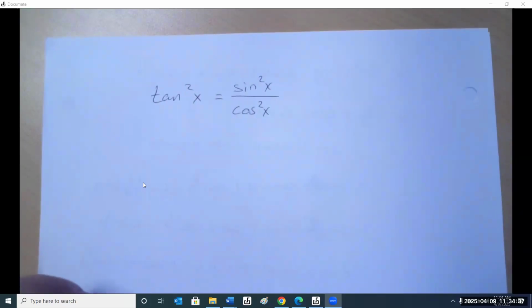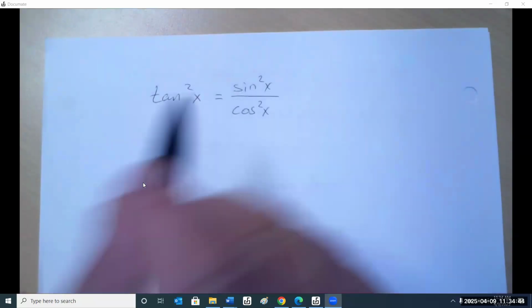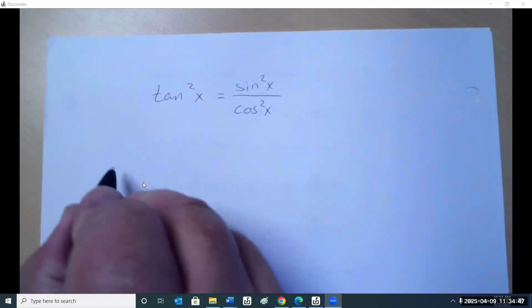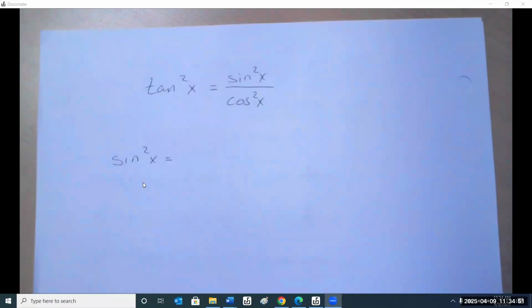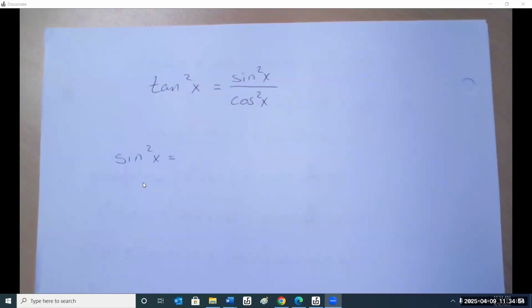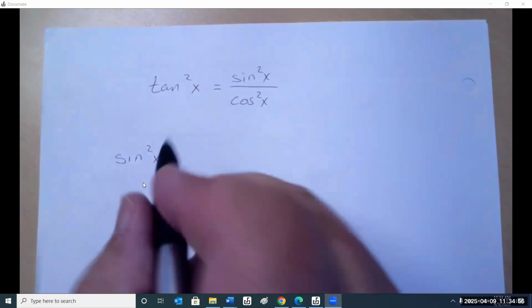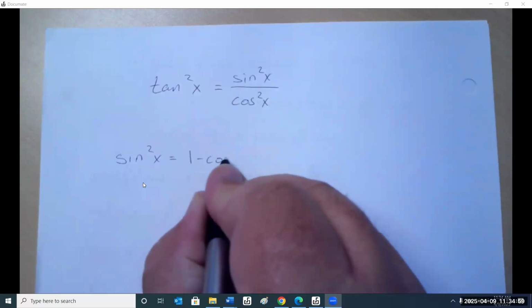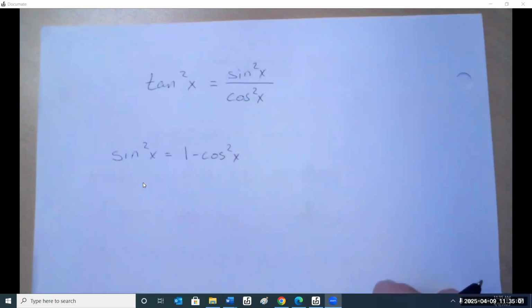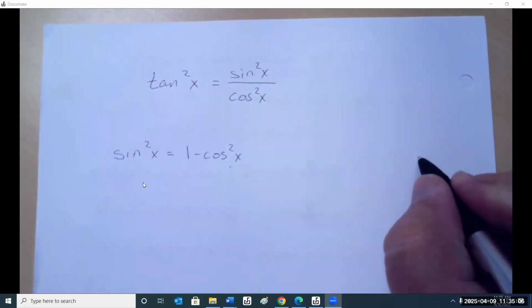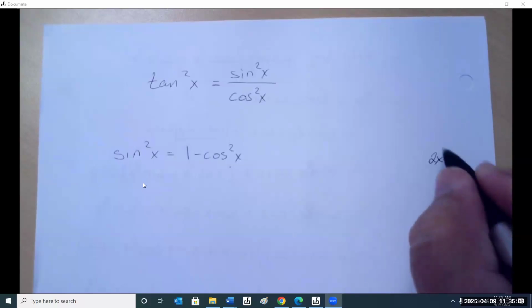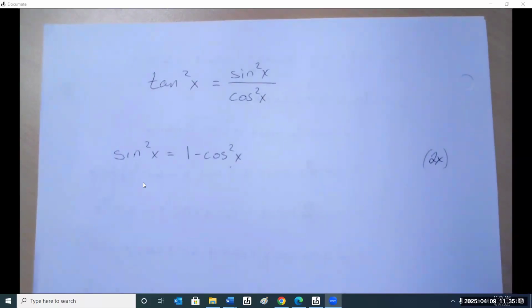We want to use these with respect to double angles. So what is sine squared x with respect to double angles? Okay, 1 minus cosine squared x. Yes, but now where can we go from here? Because remember, we want to try to make it into either one of the trig functions where it's a double angle. That's our goal.